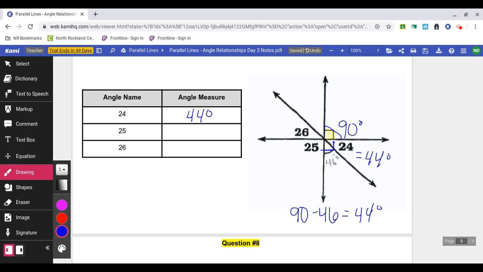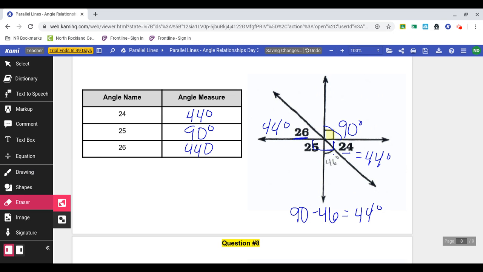Okay. Angle 25 also has to be a 90-degree angle. So that is going to be 90 degrees. And now angle 24 and 26 are alternate interior angles. They're on opposite sides of the transversal here, which means they have to be equal to each other. So angle 26 is also going to be equal to 44 degrees.